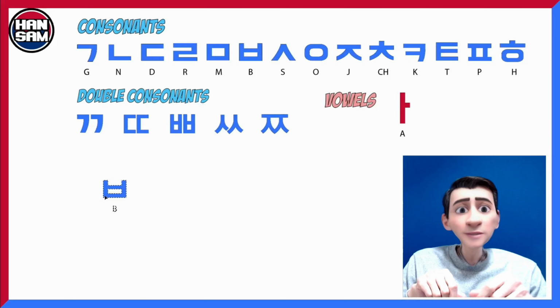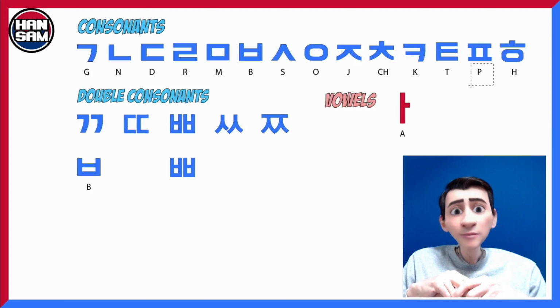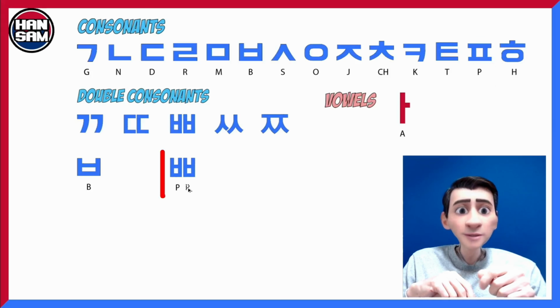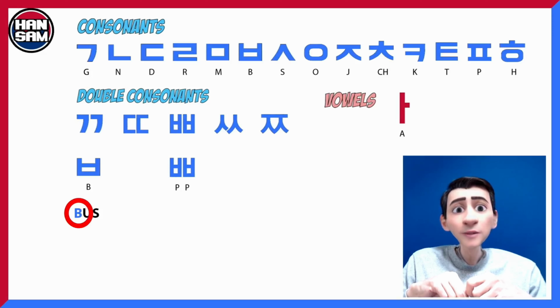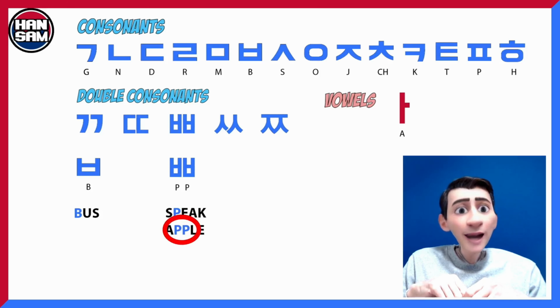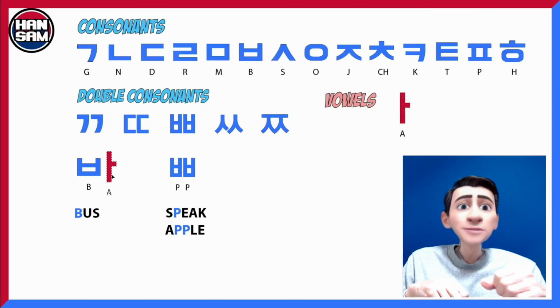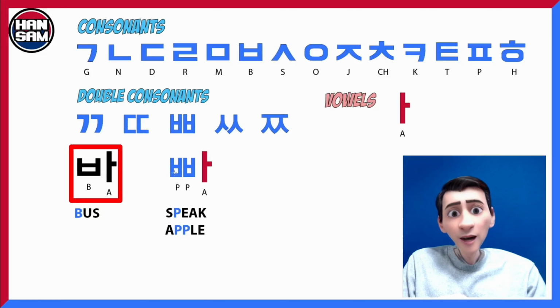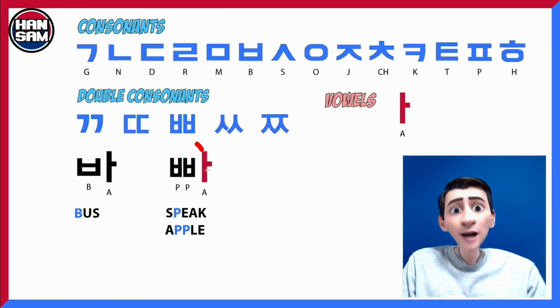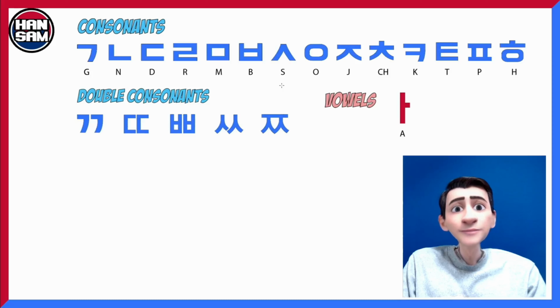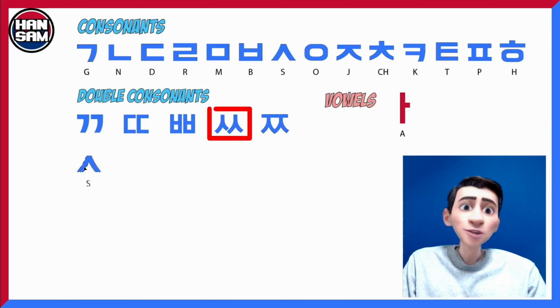The third double consonant is double biub. Biub creates a B sound. Compared to that, double biub creates a stronger B sound. Compare the B sound in buzz to the B sound in speak or apple. Let's add Korean vowel ㅏ to each consonant so we can compare the difference. B, A, pa. B, A, ba.